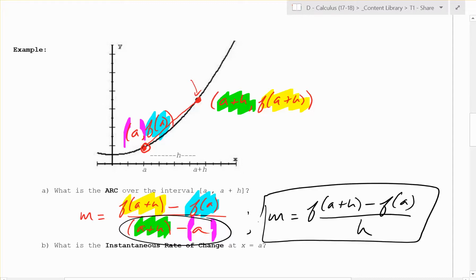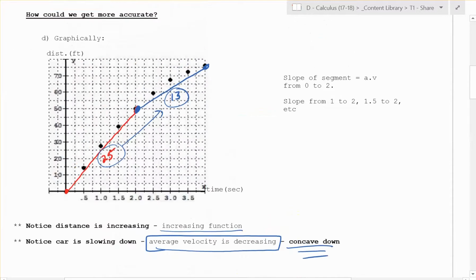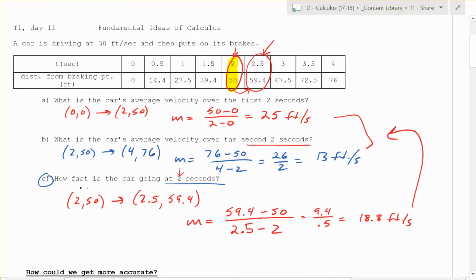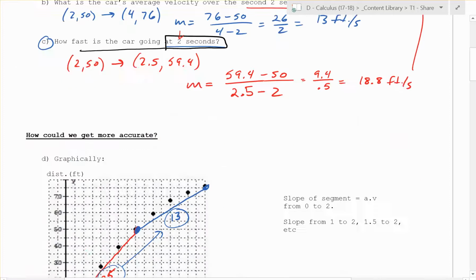So this is important because we asked a question up here on C. How fast was the car going at time equals 2 seconds? To estimate that, we picked the point as close as we had to 2. But let's say we want to make that more accurate. Remember I said before, more points would give us an idea of a more accurate instantaneous rate of change.